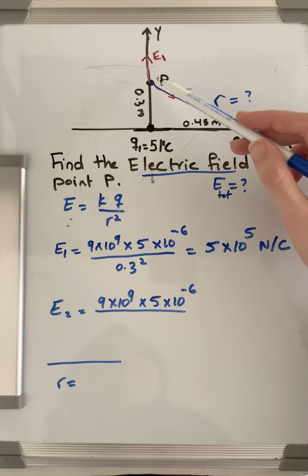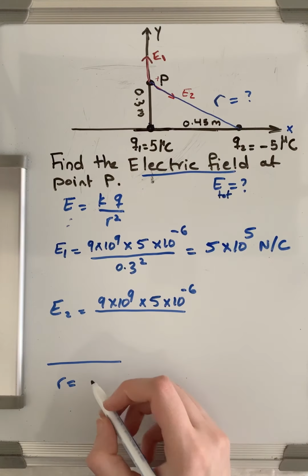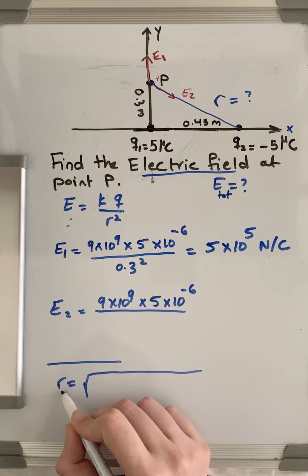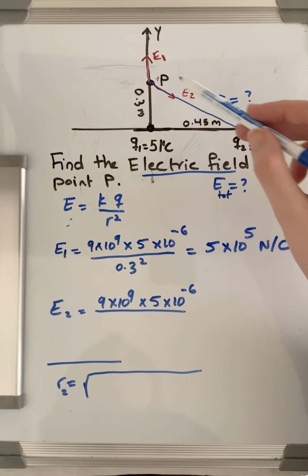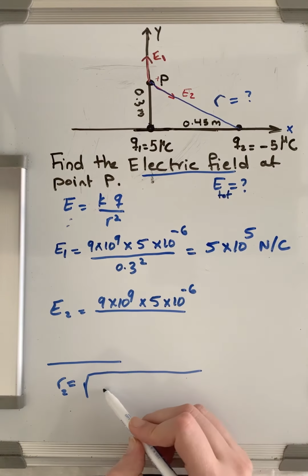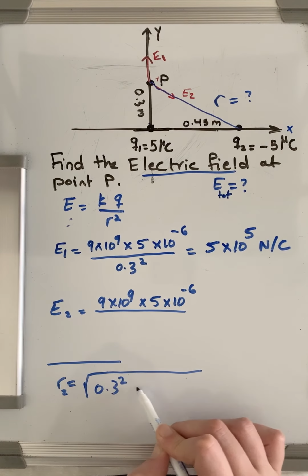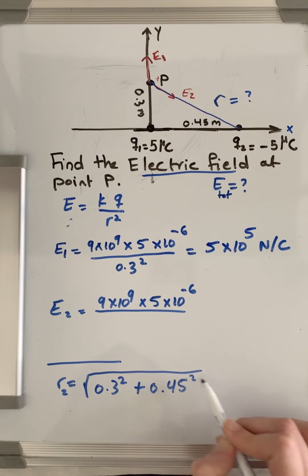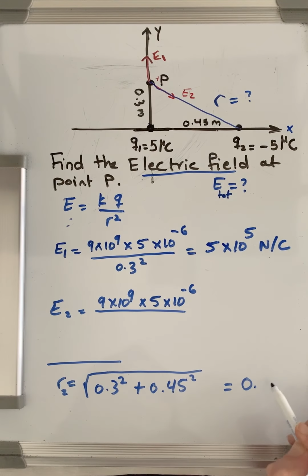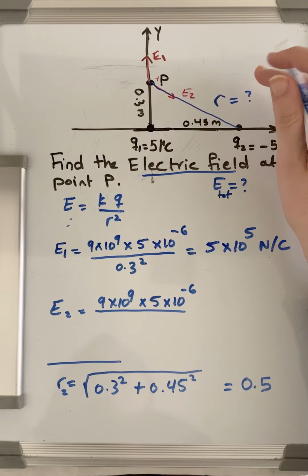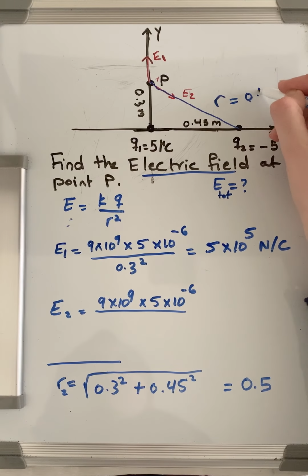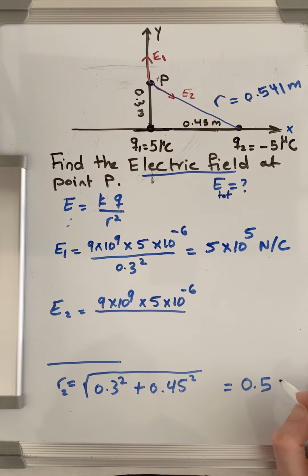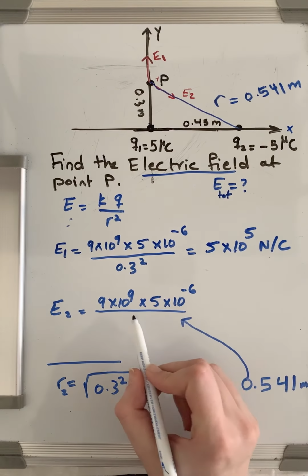R is the hypotenuse of this right triangle, so I can apply the Pythagorean theorem to find it. It's the square root of 0.3 squared plus 0.45 squared. Applying this, we find that this distance is actually 0.541 meters. And then I can substitute it here.